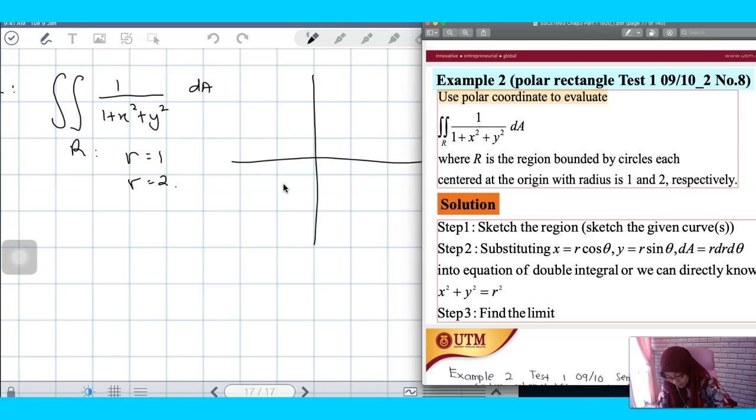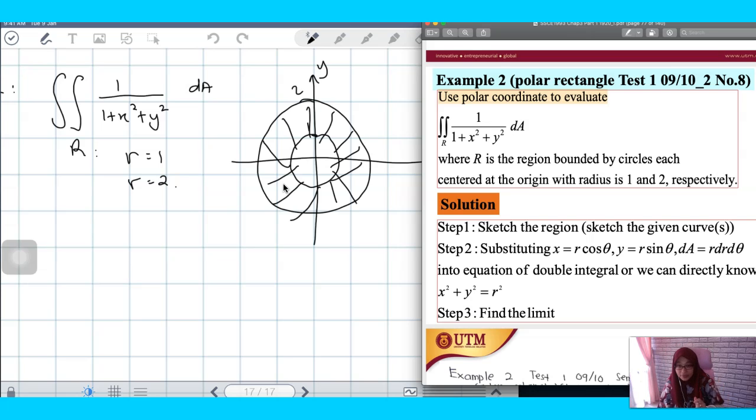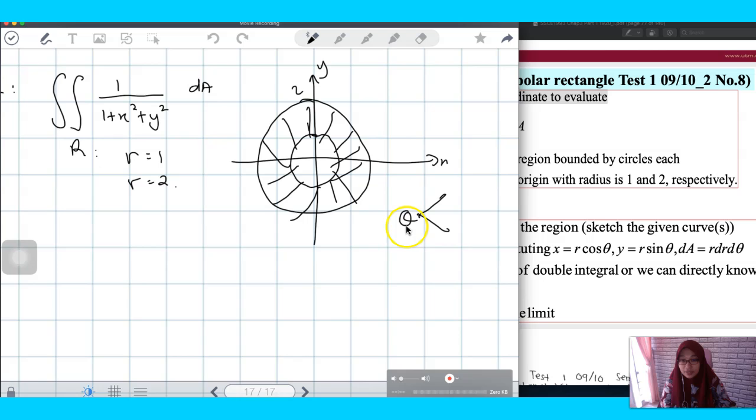Okay, so we have two circles, radius 1 and radius 2. So you have a donut shape, and your region is lying inside there. So that is your region. Now you can immediately determine the limit of theta, because you can see that your region is part of a circle centered at the origin, meaning that all your limits must be constant. So now you can determine the limit of theta. You have a complete circle, so 0 to 2 pi.